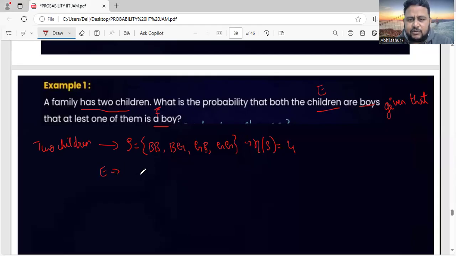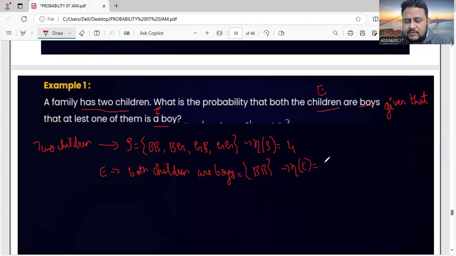Now, event E. Event E is that both children are boys. Both children are boys means what should I write inside the set? I should write B and B. So this is B comma B. This implies the cardinality of event E is nothing but 1, because here it is 1.